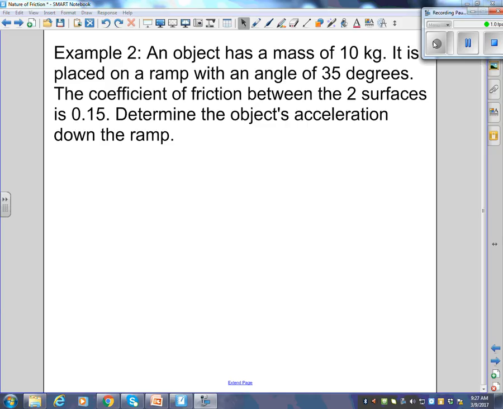All right, so let's apply this now to a ramp. On whatever day that was, Monday? Monday. We talked about ramps, right? Let's see what happens here. So an object has a mass of 10 kilograms, placed on a ramp with an angle of 35 degrees. The coefficient of friction between the two surfaces is 0.15. Determine the object's acceleration down the ramp.